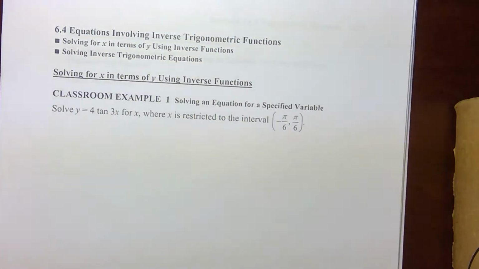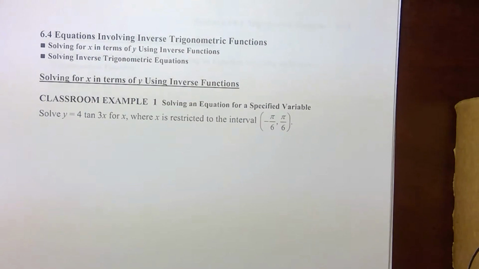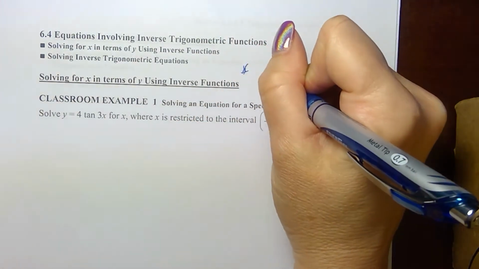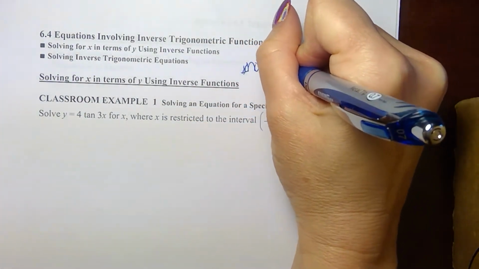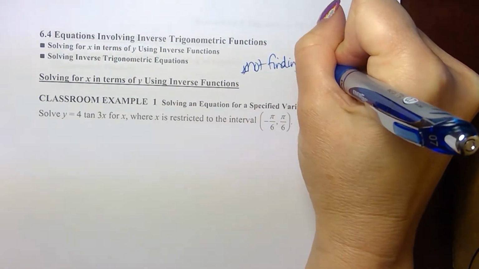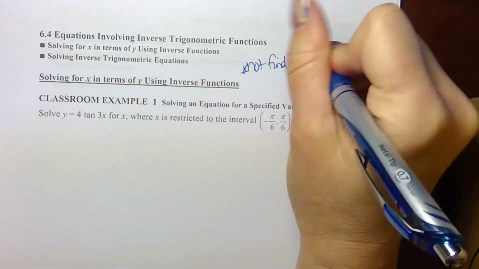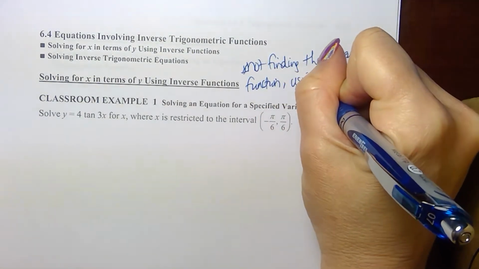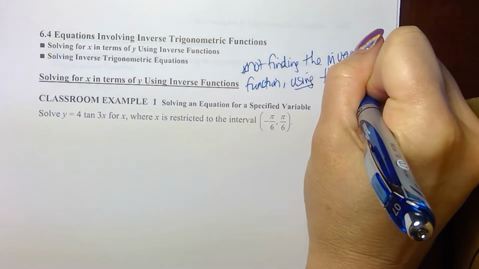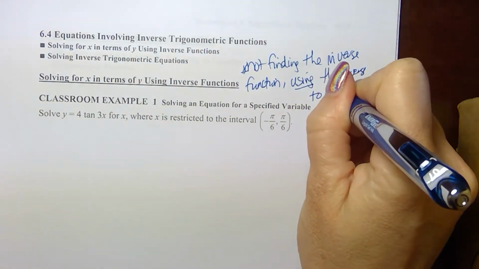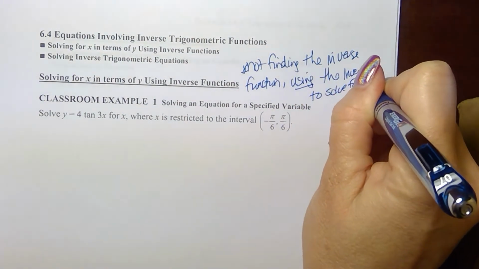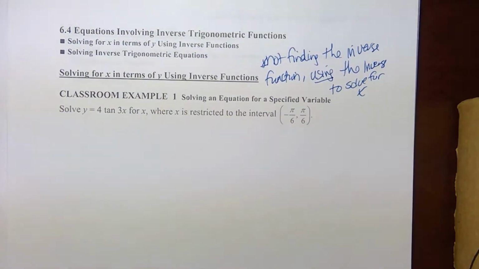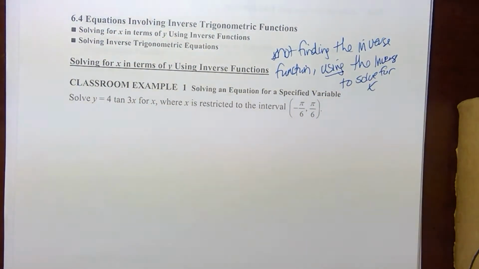We're not finding the inverse function. We're just using the inverse to solve for x. In fact, let's just go ahead and make a note of that. We are not finding the inverse function. We are just using the inverse to solve for our argument x.